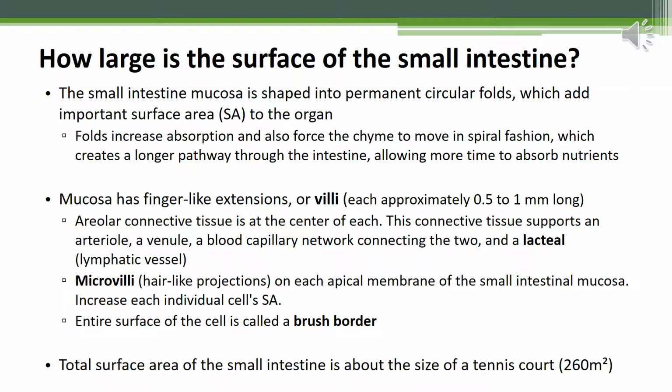And now the villi actually have their own villi on them, and these are called microvilli, and these are essentially hair-like projections off of the villi.